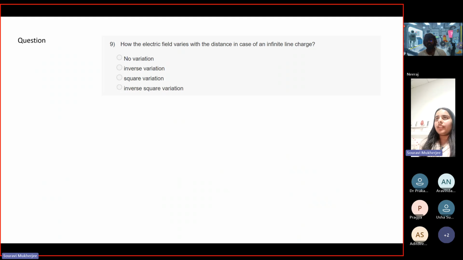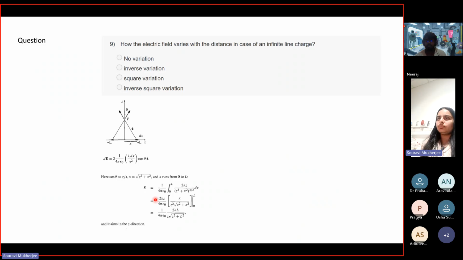Now there was this question where it says, how does the electric field vary with distance in the case of an infinite line charge? Again, one can start from this point here. You can do this integration, something we just discussed. Take a line element, integrate from minus L to L. Only the Z component remains because of symmetry. And this is the expression that you get.